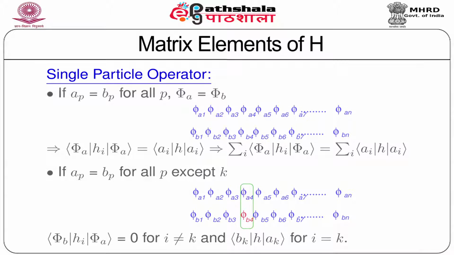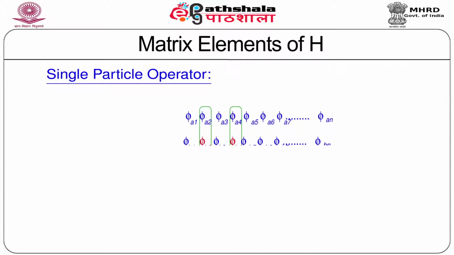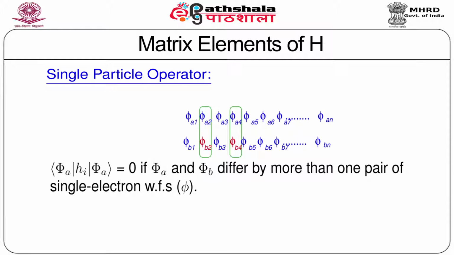BK h AK. It is easy to prove that the matrix element is equal to 0 if these single particle labels differ for more than one pair. That is, AP is equal to BP for all P except P equal to K and L, let's say. In that case, one can prove very easily that the matrix element is equal to 0.